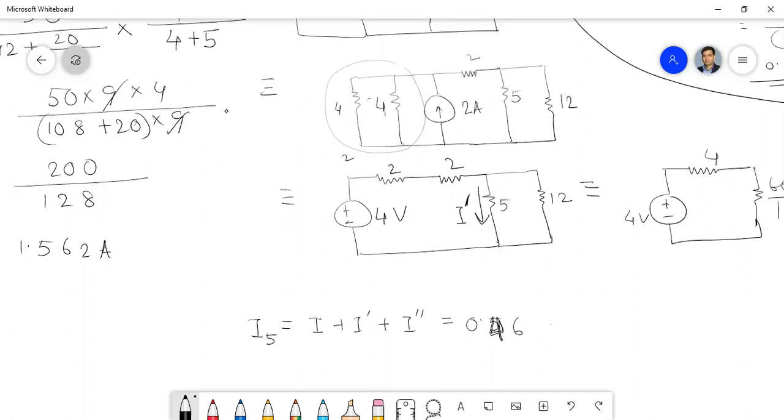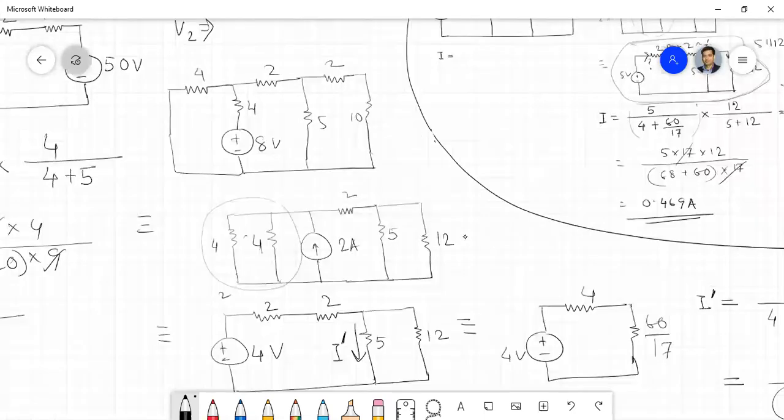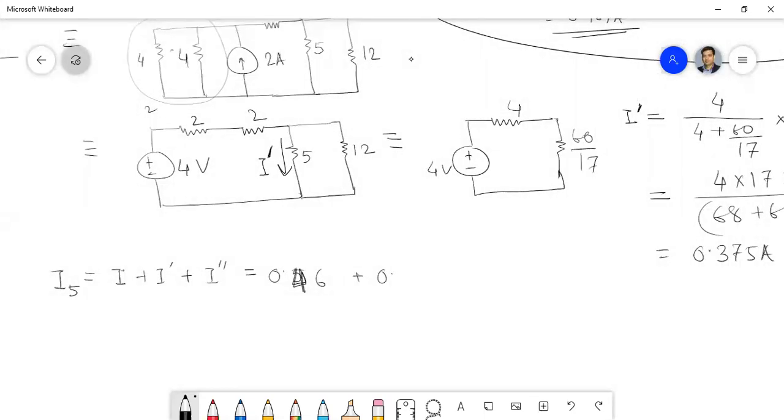The second one is 0.469375, with the same decimal places. So that will be 0.469375. And this is 1.56. Okay, so add these values.